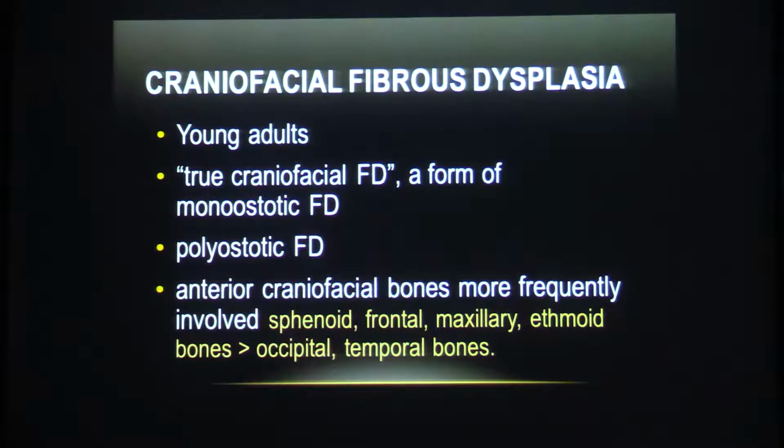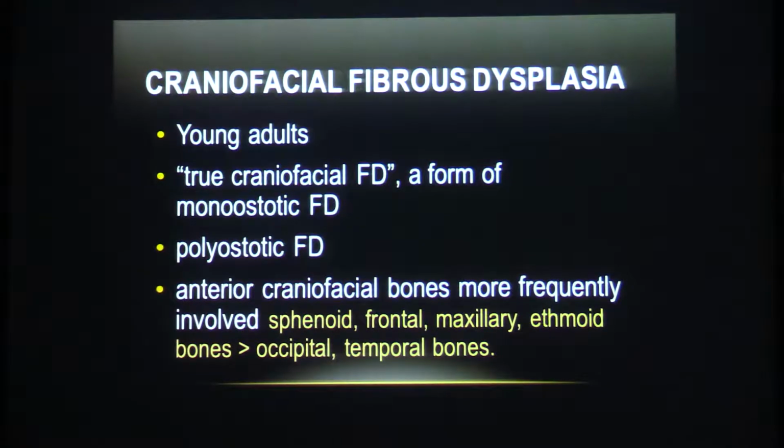We differentiate between two forms of fibrous dysplasia. One is a true craniofacial form, which is a monostotic disease. It would affect only the skull, only the craniofacial bones. It could be a single lesion or multiple lesions, but only in the craniofacial area. And we have a polyostotic disease, which can affect the craniofacial area and any other bone in the body. We will talk about polyostotic fibrous dysplasia some more later.